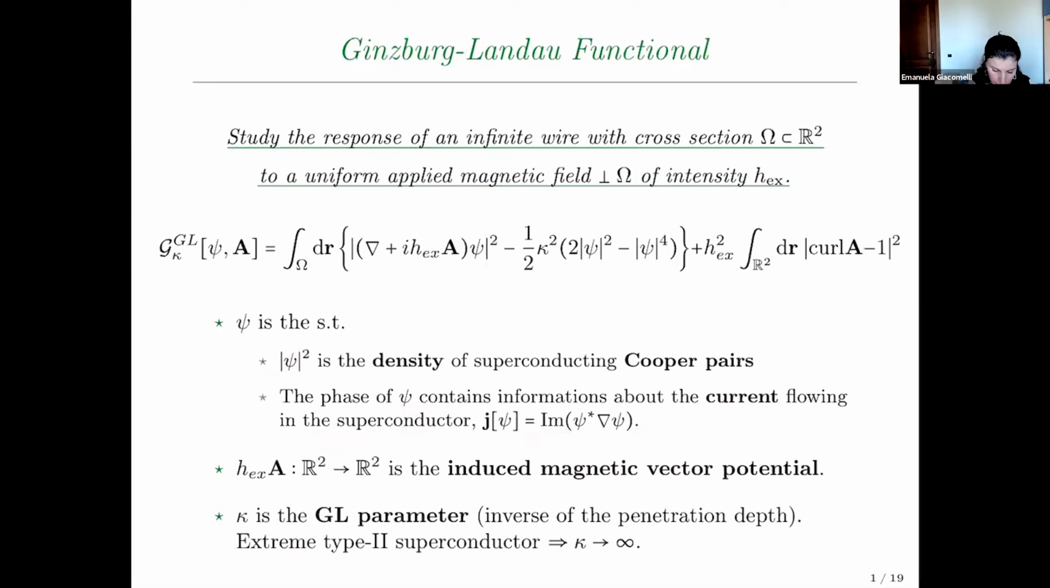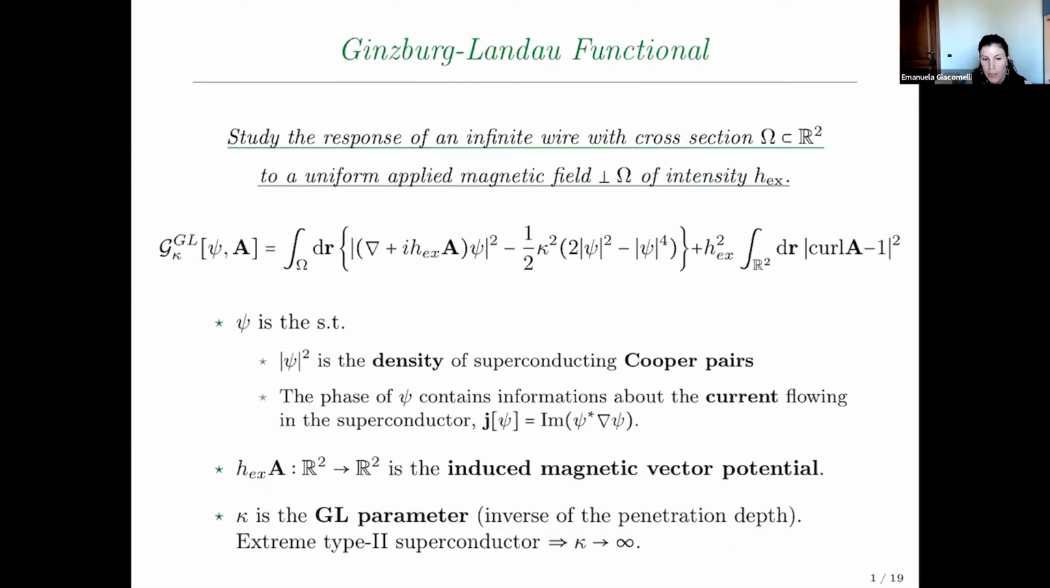And by A, actually, we measure A with respect to the intensity Hx here. So Hx A is nothing else than the induced magnetic vector potential. And finally, I told you that this functional depends also on a parameter. This parameter is kappa, called the Ginzburg-Landau parameter, and this is a quantity proportional to the inverse of the penetration depth.